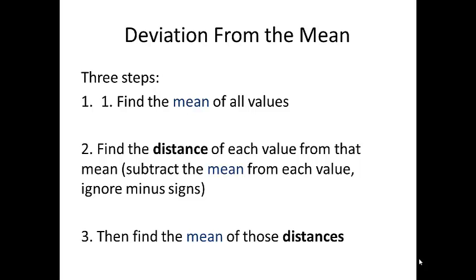Step 1. Find the mean of all values. Step 2. Find the distance of each value from that mean. That means subtract the mean from each value and ignore the minus signs because distance has to be positive. Step 3. Find the mean of those distances.